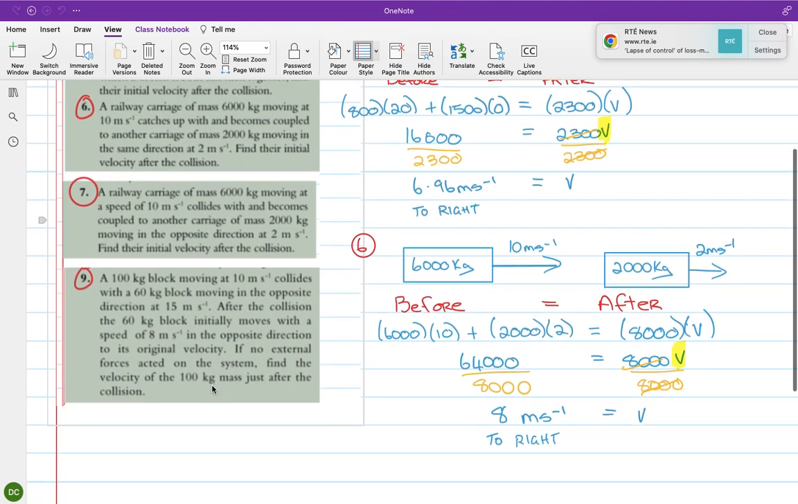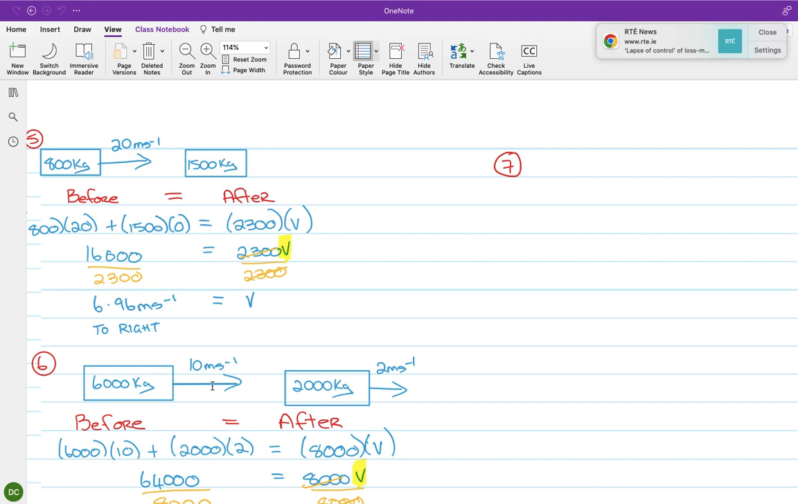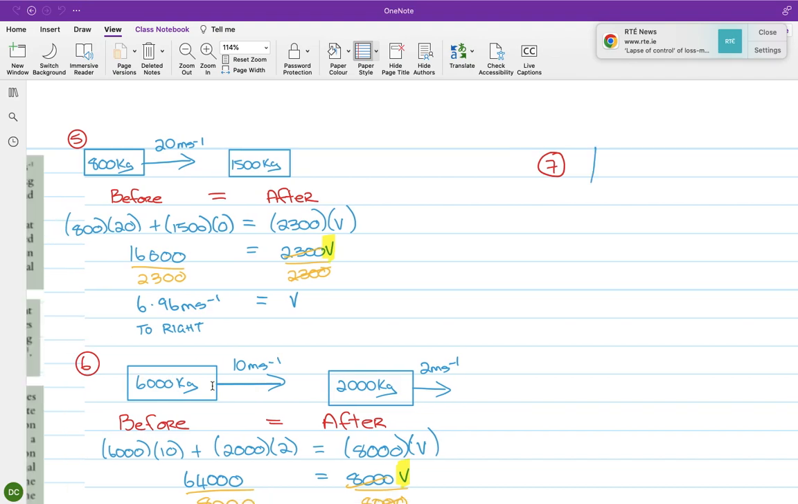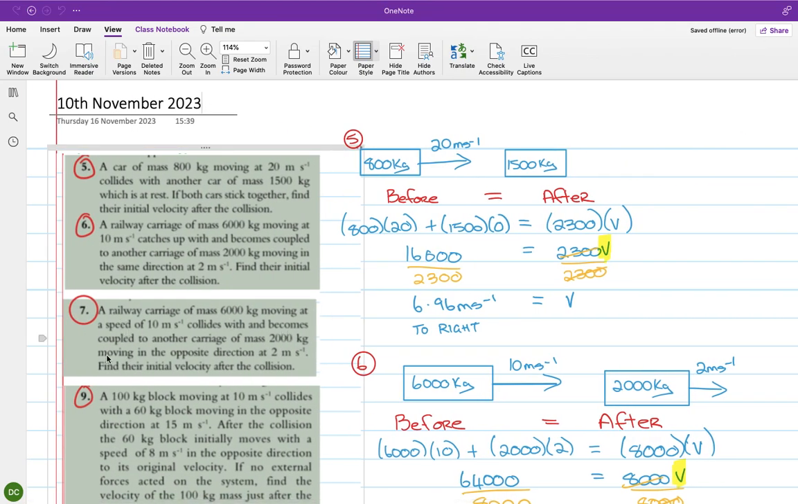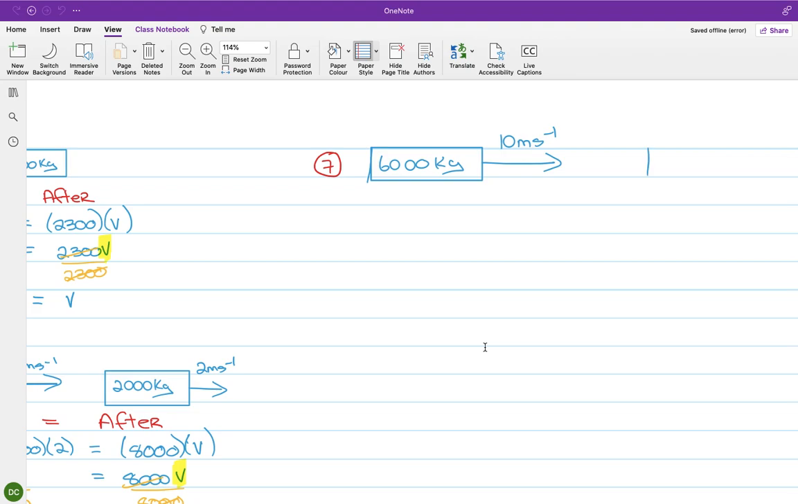So question 7. A railway carriage of mass 6,000 kilograms moving at 10 meters per second collides with and becomes coupled to, so again sticks together, a 2,000 kilogram mass, but this time it's moving in the opposite direction at 2 meters per second.